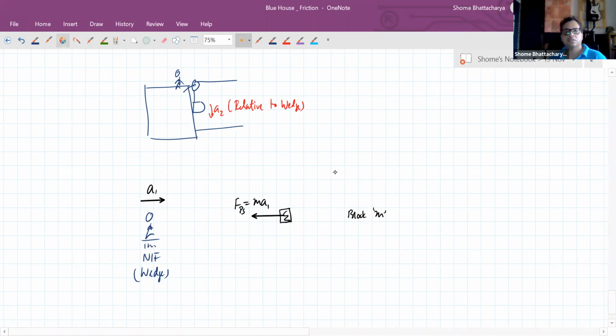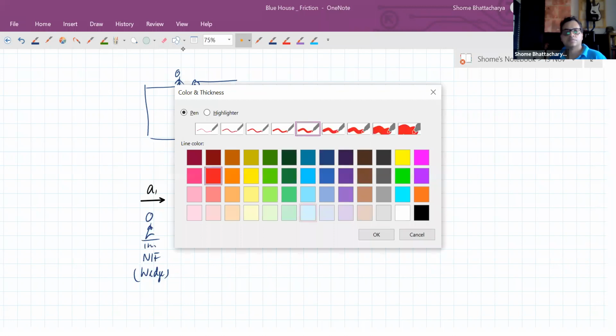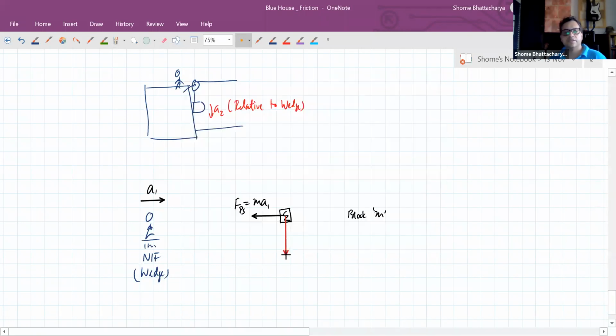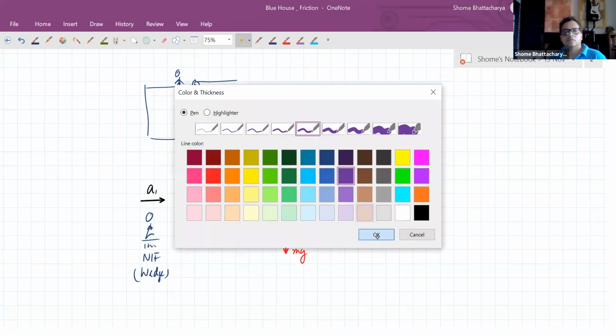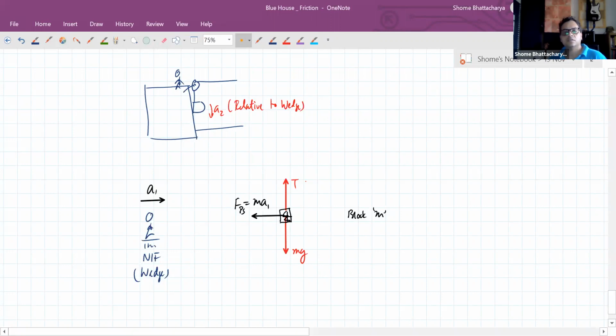Okay. And of course, apart from this, there is its weight, tension in the thread. Okay. Then this force is pushing it against the wedge. So the wedge applies a normal reaction, and along with that, it also applies a kinetic friction. And under the action of all these forces, it has an acceleration A2 in this frame like this.